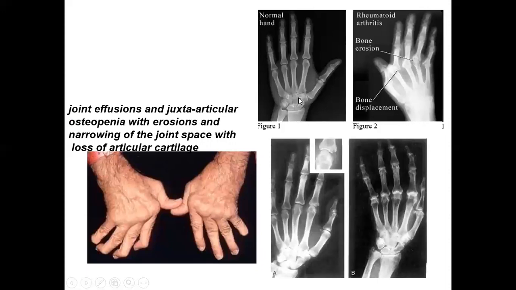So this is a normal hand. Here you can see the bone erosion and bone displacement. Then there may be a deviation like this. Different types of deformities are involved. Joints show osteopenia with erosions, narrowing of the joint space with loss of articular cartilage. So there may be joint effusion, that is, synovial fluid may be more in quantity.